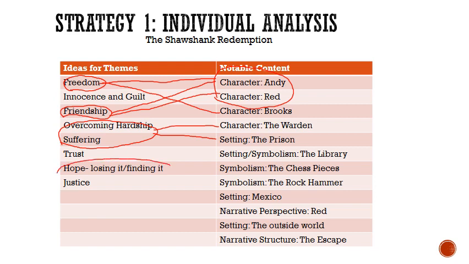When I thought about this idea of hope, again, Andy is a great character to represent that, but I also thought the library and maybe the chess pieces and the rock hammer linked to that as well, because he's got this plan, this hope of escape, and that keeps him going, which I thought was really interesting. There's this idea of justice, and they talk a lot about justice in the world, but also in the prison, and I thought maybe Red's narration links to that really well.